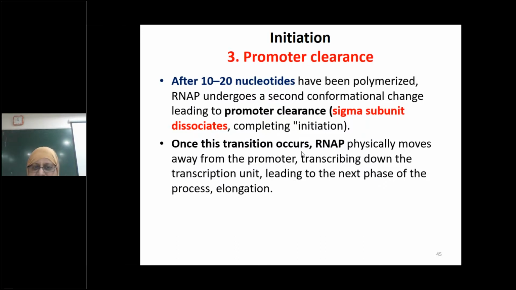Once this transition occurs, the RNA polymerase now physically moves. From this one area where 10 to 20 nucleotides have formed, the RNA polymerase will move to the next segment of the DNA, where again the DNA will unwind. So it will physically move away from the promoter, transcribing down the transcription unit, leading to the next phase of the process that is known as elongation.